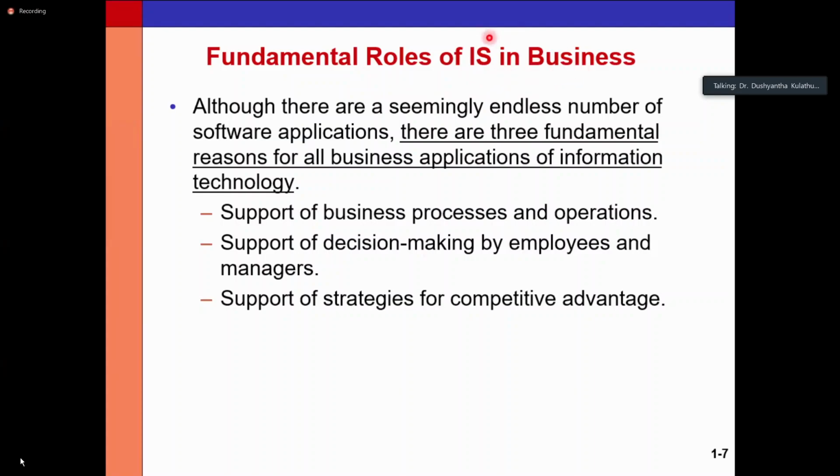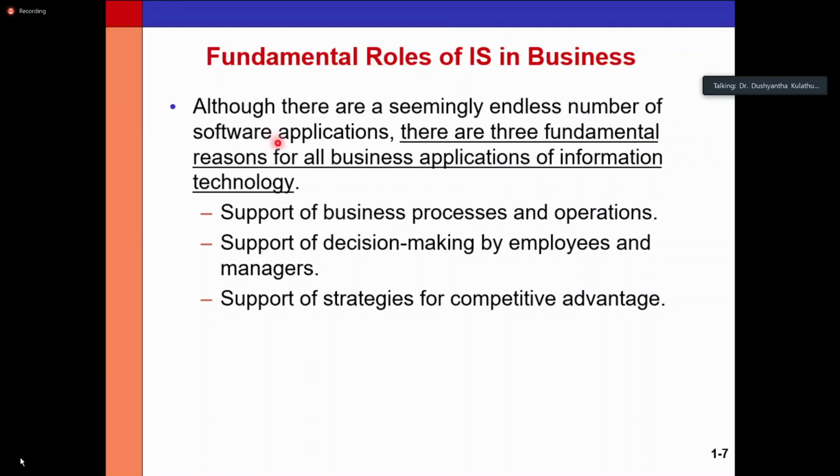We'll move to the next subtitle, fundamental roles of information systems in business. So we are going to look at the aspects that we highlighted earlier as well. Although there are a seemingly endless number of software applications, when it comes to today's organizations, we may not be in a position to count the number of software applications that are used in an organization.